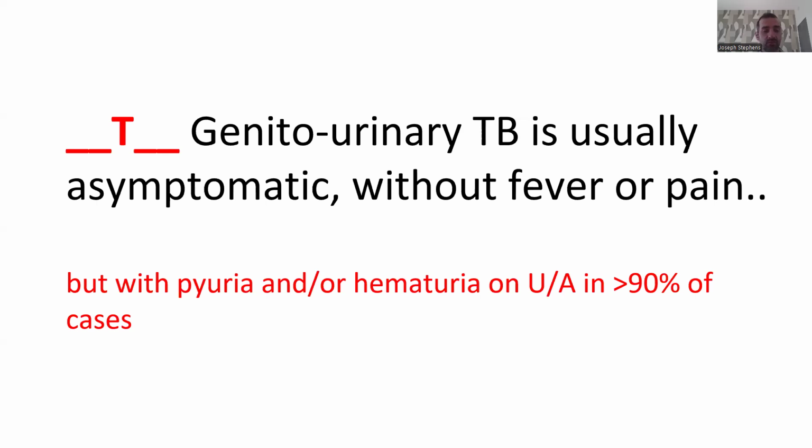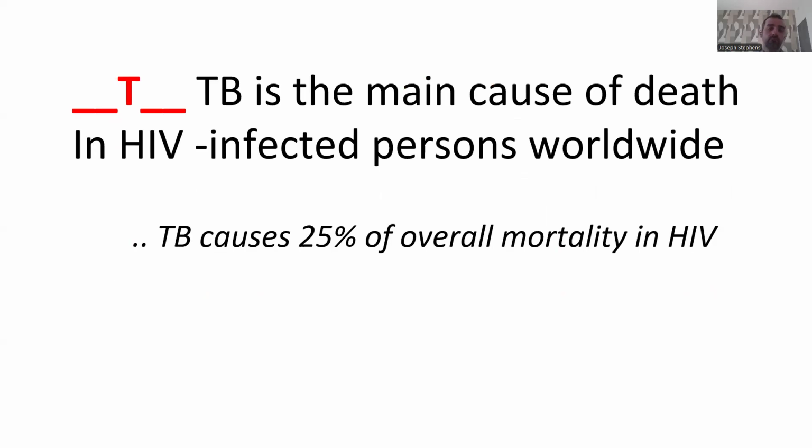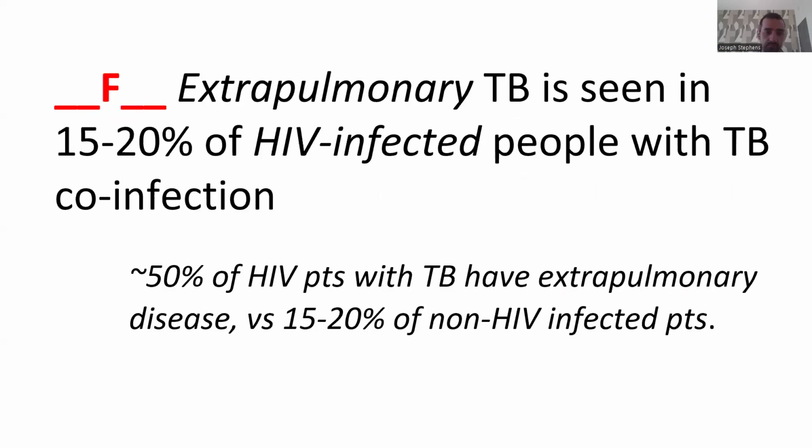GUTB has also been classically recognized as the cause of quote unquote sterile pyuria, i.e., it doesn't grow in typical cultures, but if you grew it for TB, it would potentially grow positive. Okay, true or false? TB is the main cause of death in HIV infected persons worldwide. This is true. TB causes about a quarter of overall mortality in HIV, so it's a huge burden in HIV positive patients around the world.